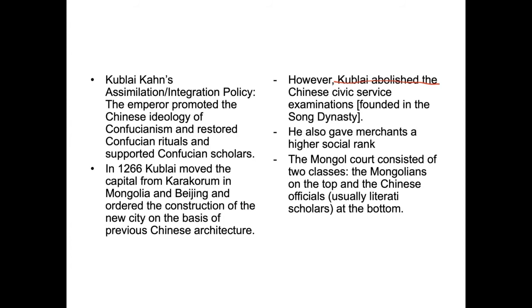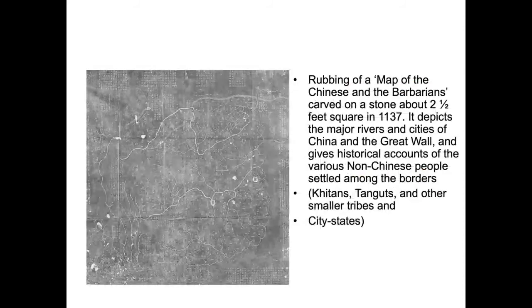So the Mongol court had a dual system: Mongolians on the top, Chinese officials at the bottom. And again, very humiliating. So some intellectuals went to court to work, but they resented it.